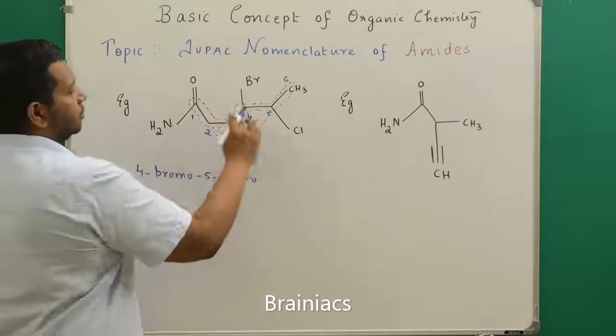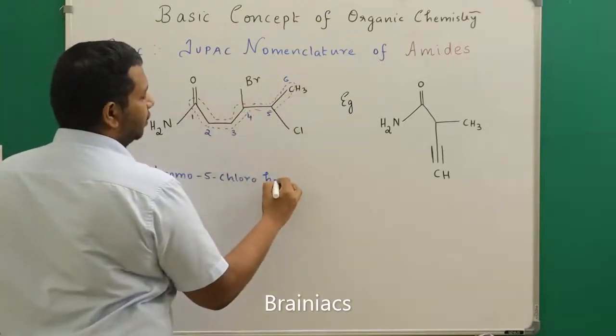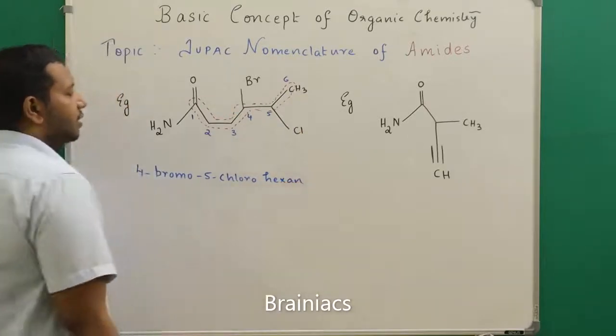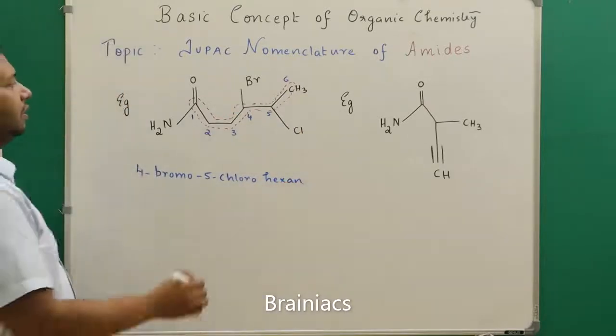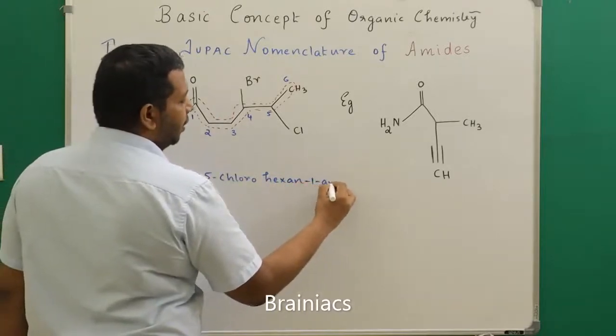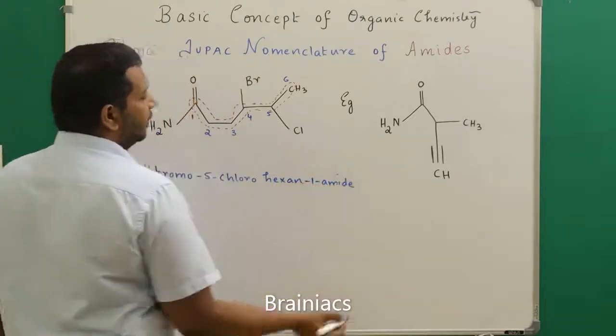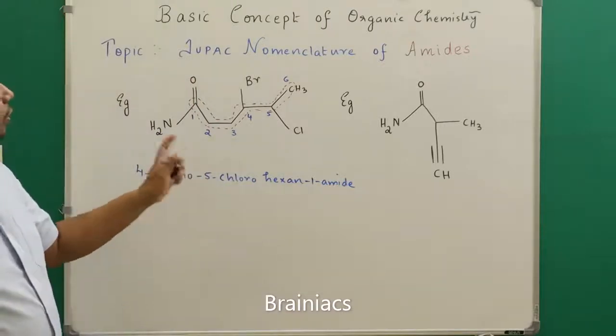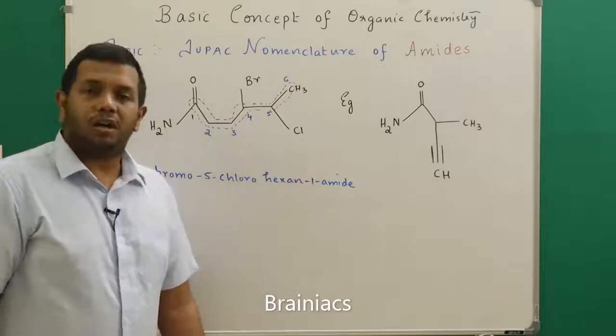Now the word root. How many carbons are there? 6 carbon atoms, so it should be hex. All are connected through single bonds, so I will say hexane. Correct? Now tell me what is the functional group? Amide, so the suffix is amide. So hexane 1 amide, or I can say hexanamide. So my answer is 4-bromo-5-chloro hexanamide or hexane 1 amide.